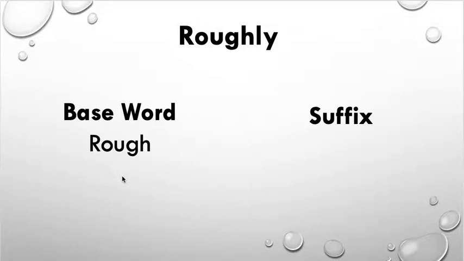Now, what about the suffix? What is the suffix in the word roughly? If you said ly, you are correct. So in the word roughly, we can break it apart into our base word and our suffix. So our base word is rough, and our suffix is ly.